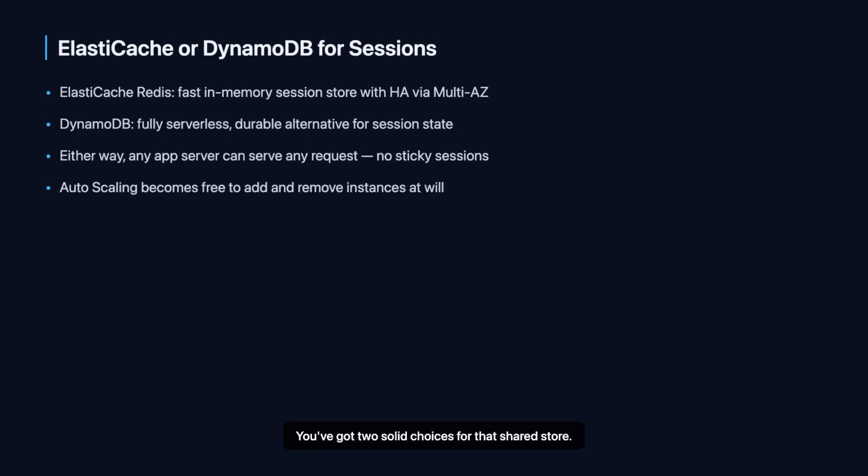You've got two solid choices for that shared store. ElastiCache with Redis gives you a fast in-memory session store with high availability through multi-AZ. DynamoDB is the fully serverless, durable alternative when you'd rather not manage a cache cluster at all. Either way, the payoff is the same. Any app server can serve any request, so you drop sticky sessions entirely, and autoscaling is free to add and remove instances whenever it wants. The web tier becomes truly stateless and horizontally scalable.